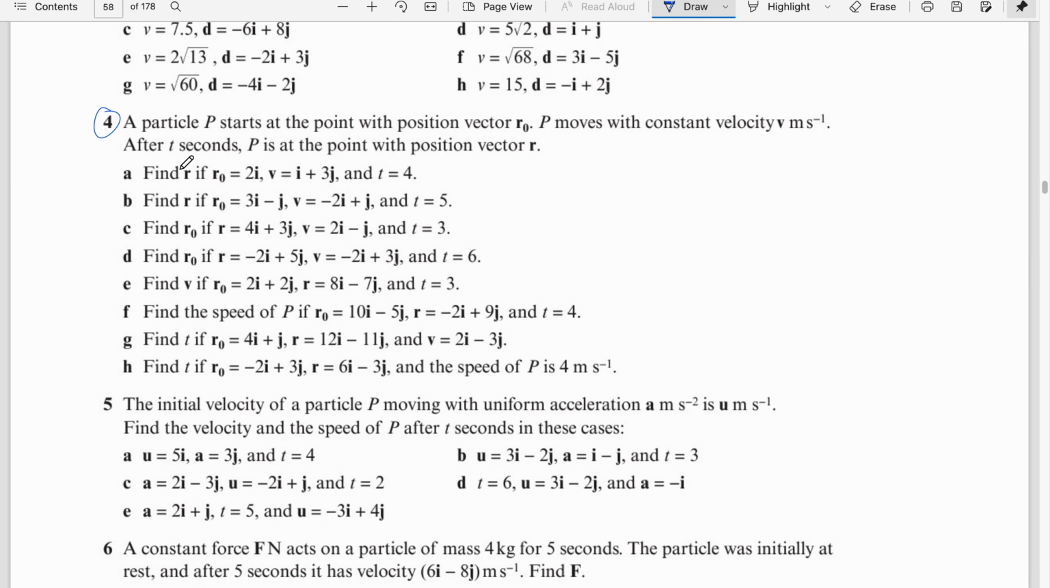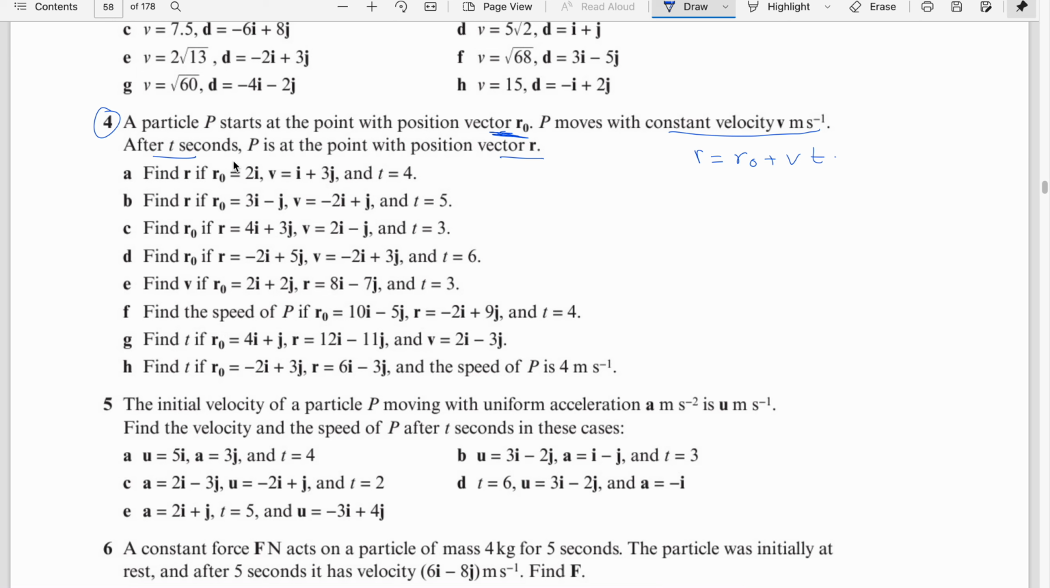So, question number 4, mechanics. A particle P starts at the point with position vector r naught. P moves with the constant velocity v meters per second. After t seconds, P is at the point with position vector r. So we have to find r. Our general equation is r equals r naught plus vt.